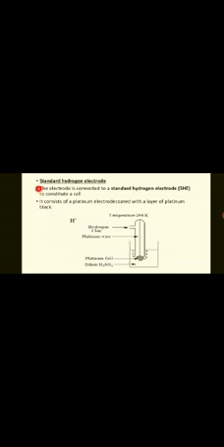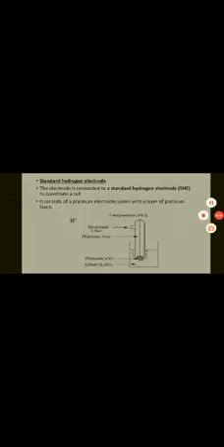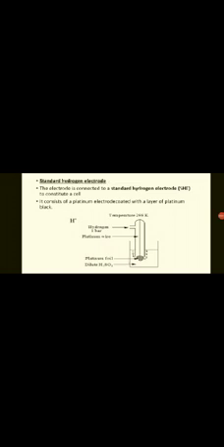Now the construction of the standard hydrogen electrode is described. The electrode is connected to a standard hydrogen electrode to constitute a cell. The standard hydrogen electrode acts as a half cell whose voltage is 0 volt. It consists of a platinum electrode coated with a layer of platinum black.